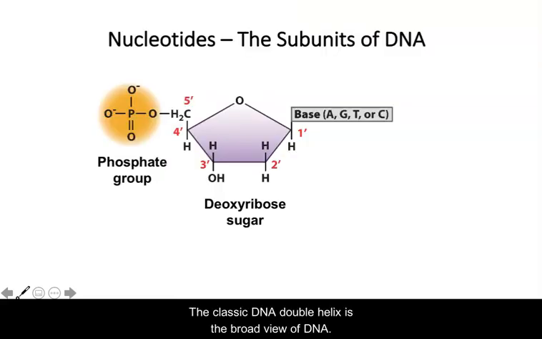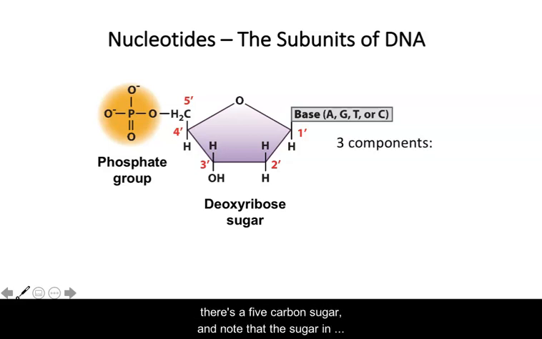The classic DNA double helix is the broad view of DNA. Here we're going to take a closer look at the components of the molecule, the chemical structure of it. DNA is made up of subunits called nucleotides. A nucleotide consists of 3 main components.